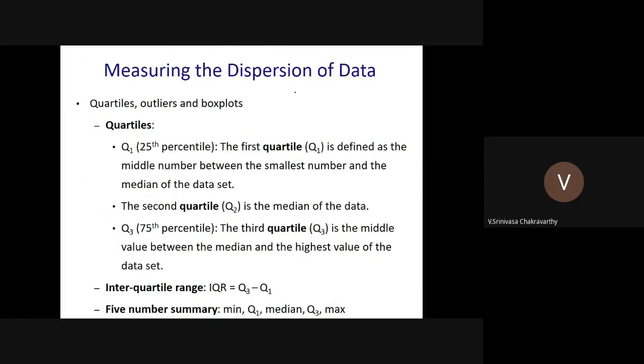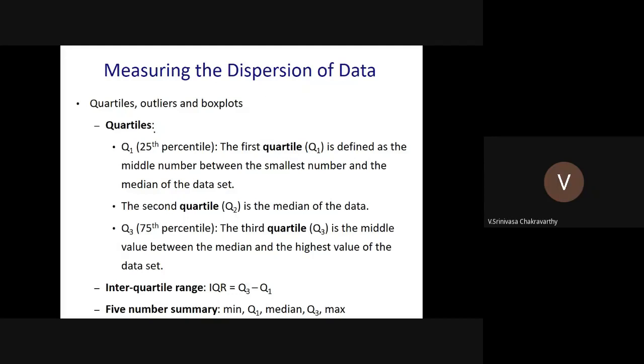Then let's look at dispersion of data. That is, how much is the spread? So you need mainly two things: what is the average or central tendency, the mean value, and how much is the variation around that? These two notions are described by many different measures. Median and mode represent some kind of central tendency. And quartiles, standard deviation, and variance all represent some notion of the spread.